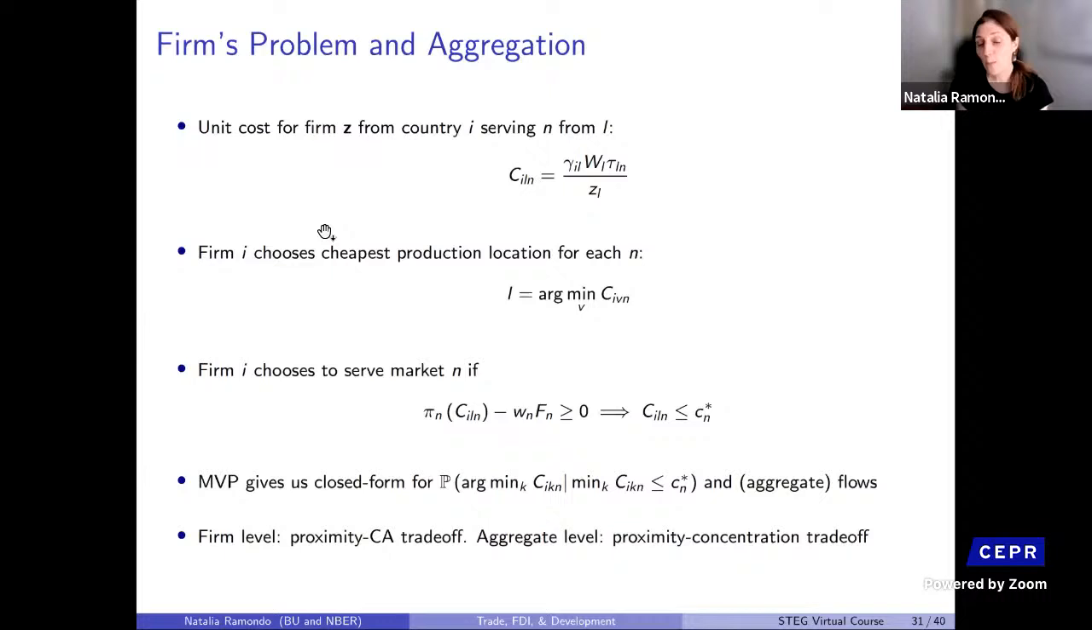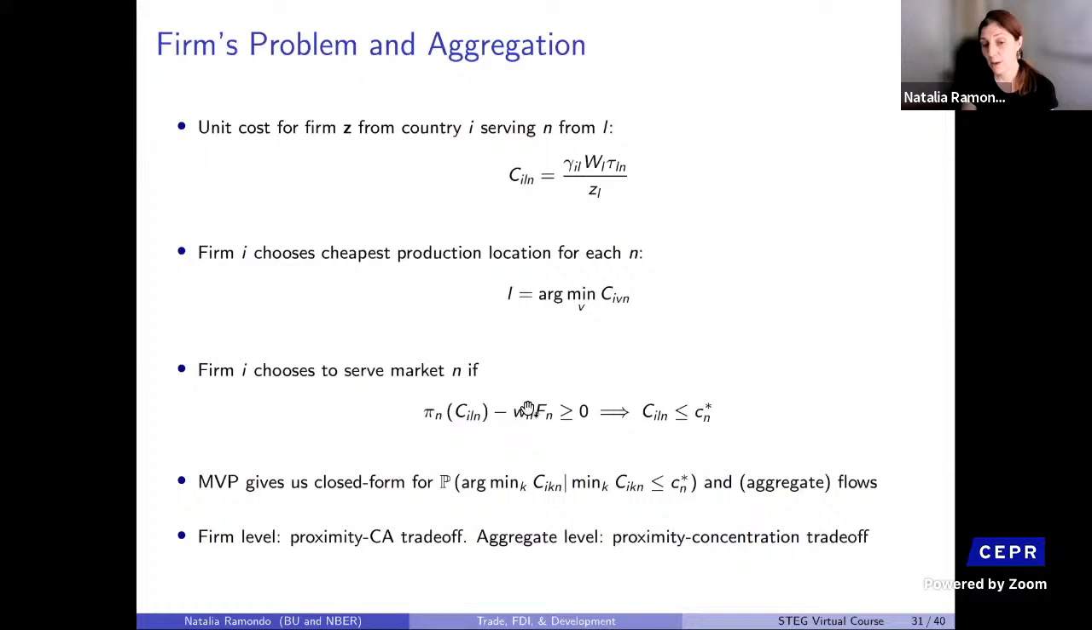Again, why do we want this multivariate Pareto? Because it will aggregate this model really nicely. Okay. So we are going to have a unit cost from firm c, from country r, serving l. This is going to be a random variable, and it will have a nice distribution. That's the thing. And the problem will be a bit different from before. So the firms will choose the cheapest location to produce each good for each market l. So we'll choose the argmin of these c's. And then we see when that happens, whether profits are positive or not. So there's going to be a threshold, and they're going to produce if this c is below it, okay, and gives positive profits.